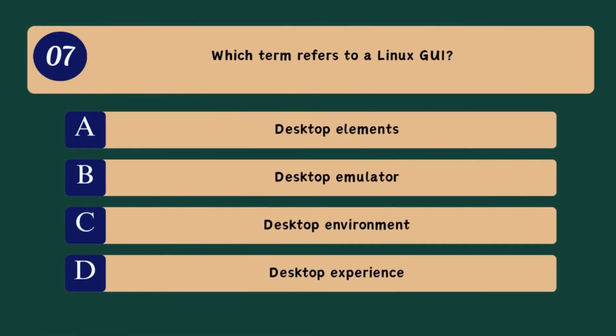Question 7. Which term refers to a Linux GUI? A. Desktop elements. B. Desktop emulator. C. Desktop environment. D. Desktop experience. Correct answer. C. Desktop environment.